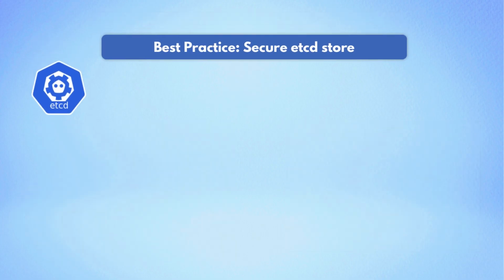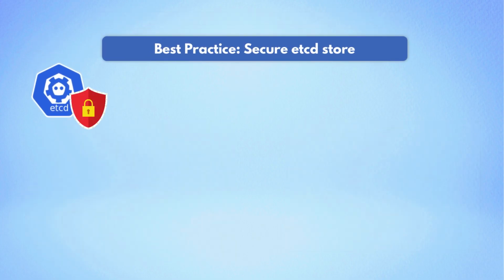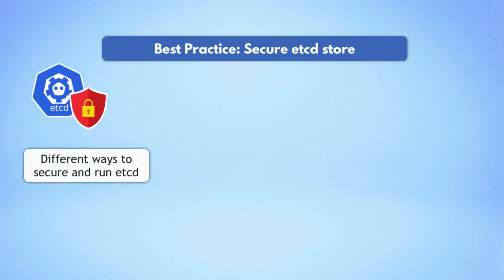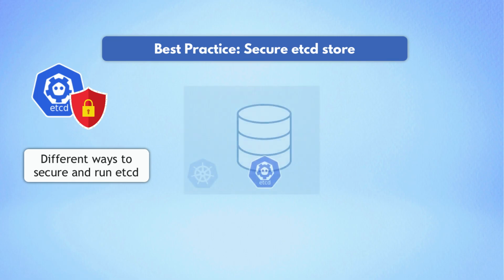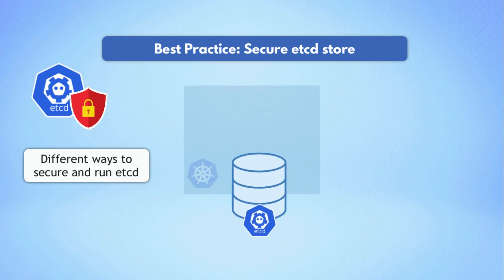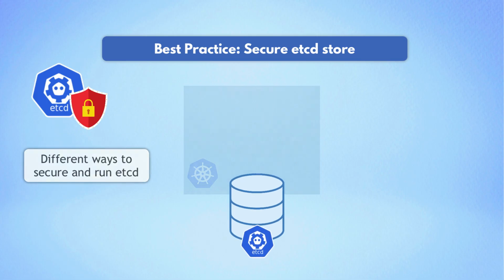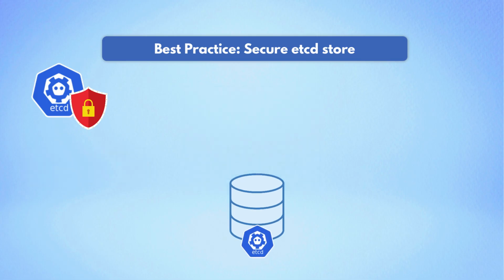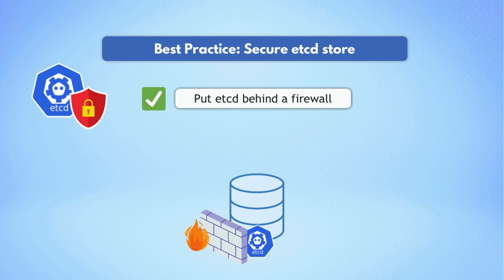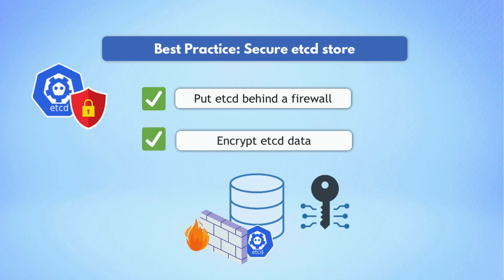So another good security practice is to secure your etcd store. There are a lot of ways to do that. There are a lot of alternatives of how an etcd can be run for your Kubernetes cluster, whether inside the cluster itself or outside, managed separately. But generally speaking, it's a good practice to put your etcd behind a firewall and allow only the API server to access it with proper authentication. In addition to that, the whole etcd data can be encrypted, so even if the attacker gets access to it, they won't be able to read it.